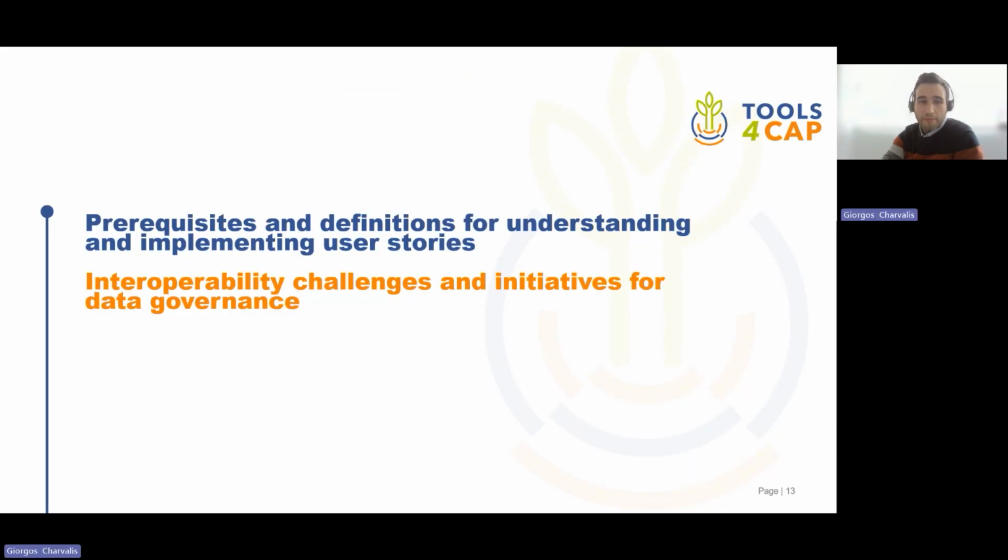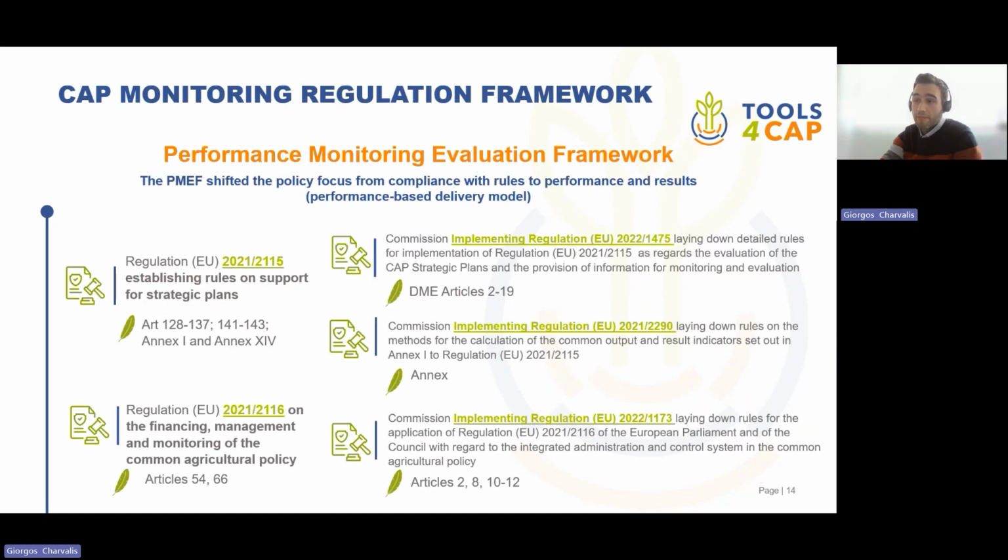So the first part of the presentation was setting the definitions, but now we also have to mention the interoperability challenges. As you know, the PMEF shifted the policy focus from compliance to performance. This means increased needs for data digitalization and also efficient data transfer between systems.